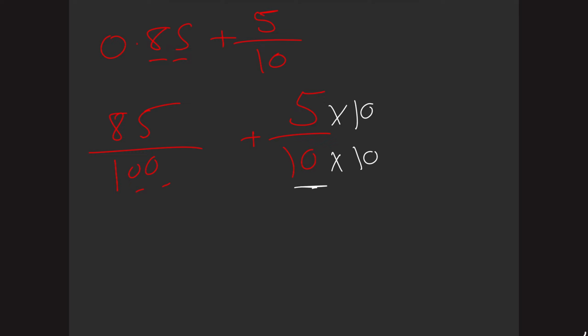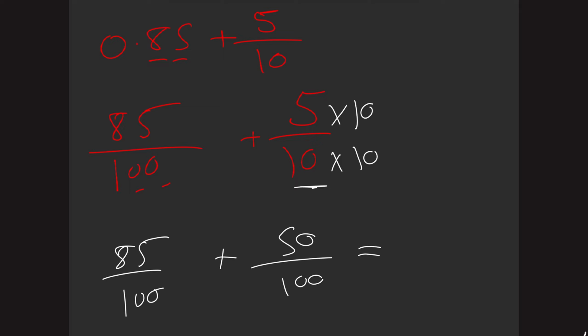In this case, I'm gonna have 85/100 as it is, plus 50/100. Now I can add. In this case, it's gonna be 135/100. That's my answer, which is going to be 1.35 if the question asks you to change it to a decimal number.